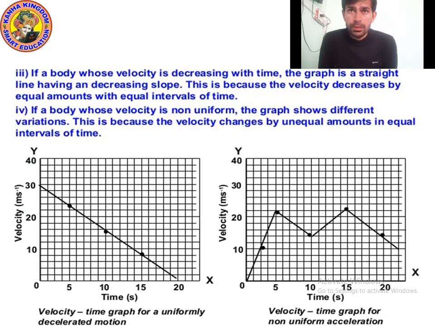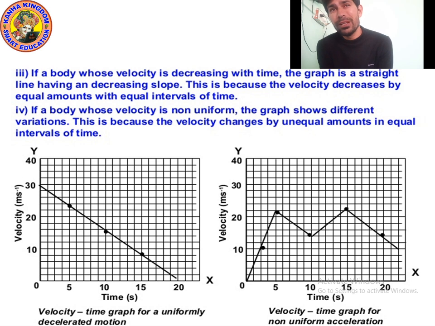Now let's see two more graphs. We saw the graph for uniform acceleration. Now we will see the graph for non-uniform acceleration, but before that, we will also see the graph for uniform deceleration. In the previous slide, the graph was for uniform acceleration. What is the difference between uniform acceleration and uniform deceleration? Uniform acceleration means velocity is increasing. Uniform deceleration means velocity is decreasing.